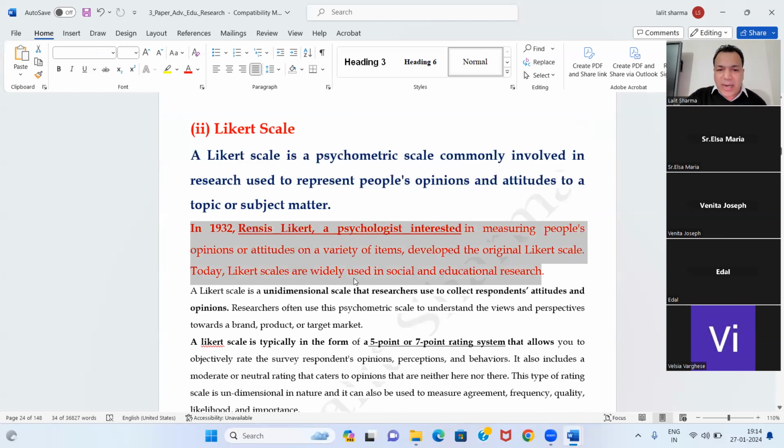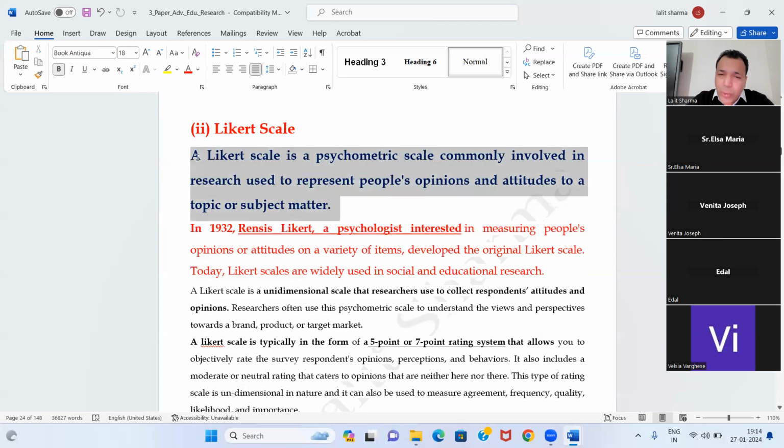Today, Likert scales are widely used in social and educational research. You have seen these scales and numbers; these are Likert scales. A person named Likert developed them in 1932. After that, it has become so popular, right? Guys, you should use these things, okay?